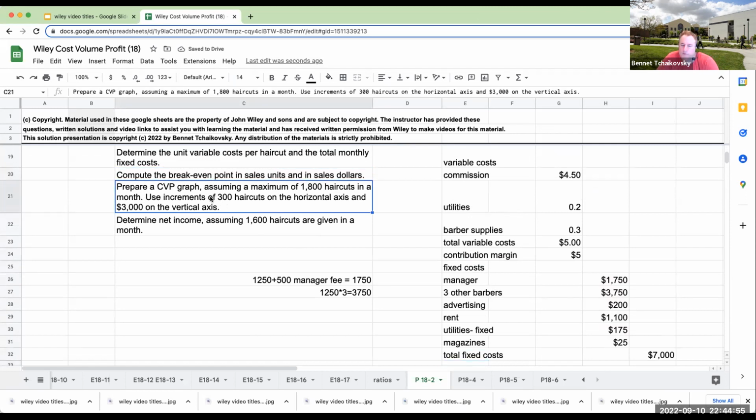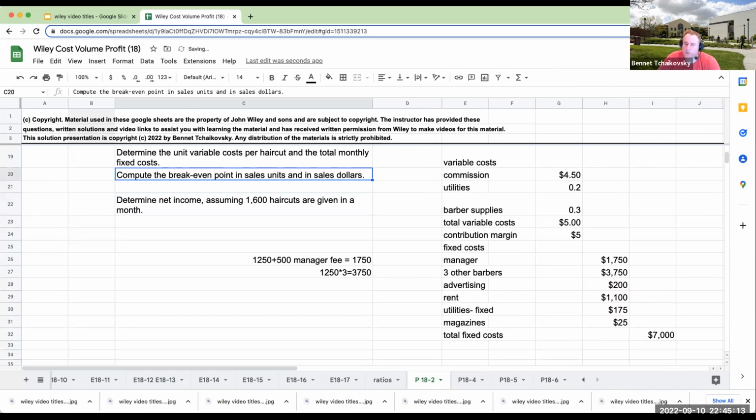So using a CDP graph, assuming a maximum of 1800s in a month, use increments of 300. Okay, we're not going to go ahead and do that. I'm going to get rid of that just because that's something I would not be doing basically in my class. I don't have Excel for my students, so it's something I'm not going to go through and do.